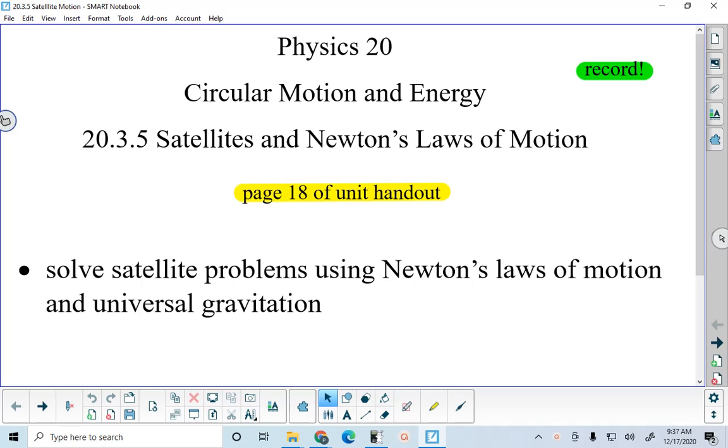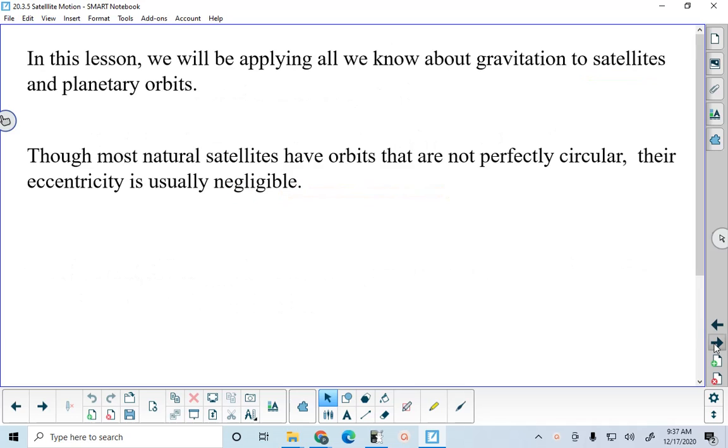credited with discovering. So really, this is still an application of circular motion. We're going to be applying everything that we know about gravitation and circular motion to satellites. Now, when you talk about a satellite, you need to be careful here because there are natural satellites. The moon is a satellite of Earth because the moon is in an orbit around Earth. Earth is a satellite of the sun because the Earth is in orbit around the sun.